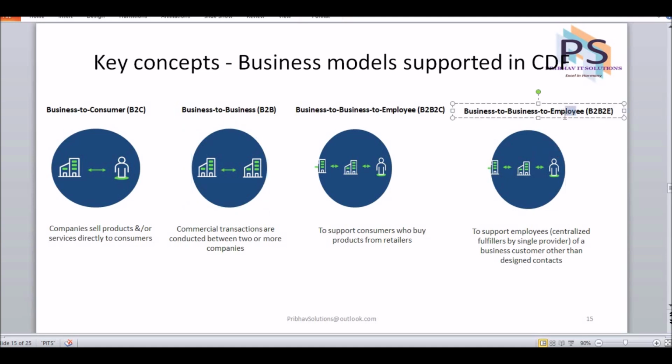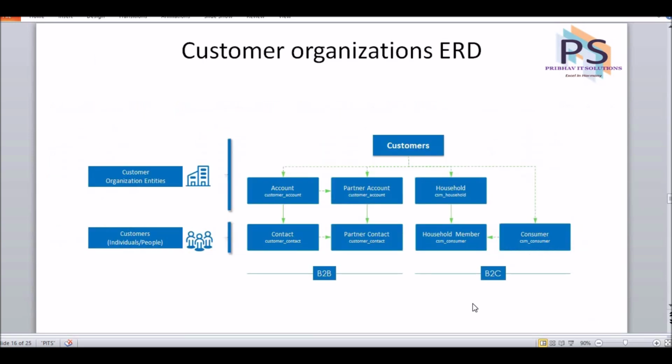In this model, these employees are probably going to get some sort of premium support rather than the consumers. That's why this model is in the picture. Let's go further and understand the entity relationship diagram. So what is the relationship we have?